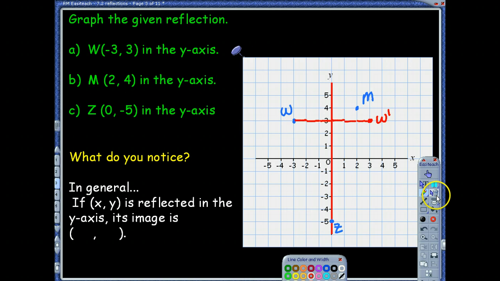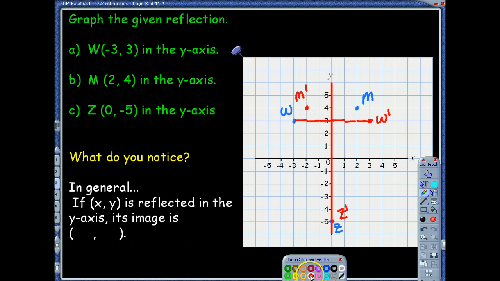All right, let's talk about M prime. So how many spaces from that line is M? I counted 1, 2. So then we need to continue 1, 2, and there's going to be our M prime. Now, should we give the coordinates of it? Yeah, we will write the coordinates down. And then what about point Z? Well, it's on the line of reflection, so Z prime stays there. Exactly. Same point.